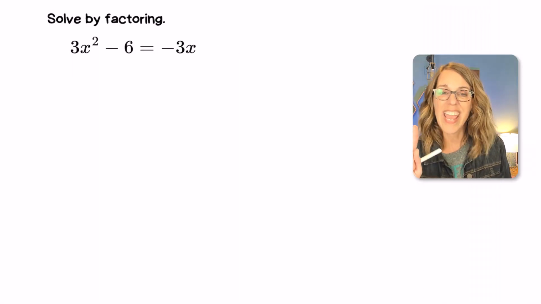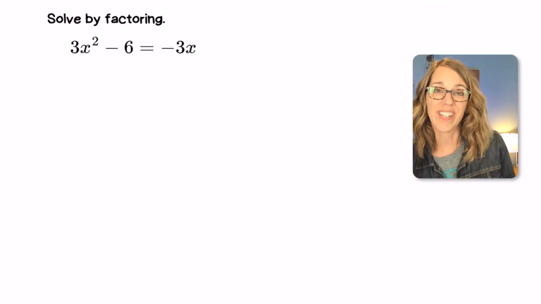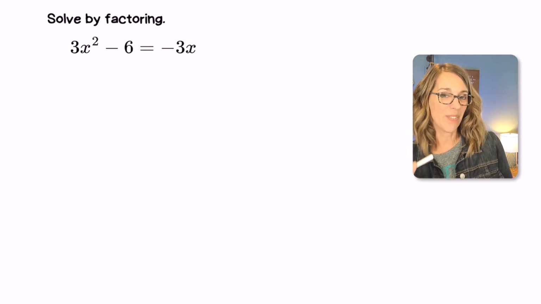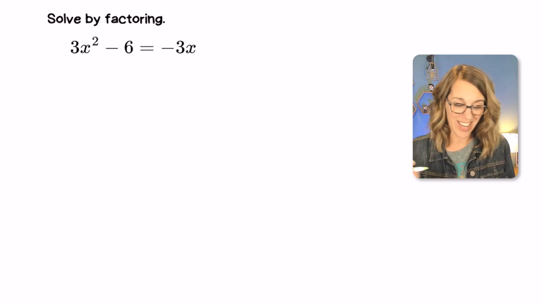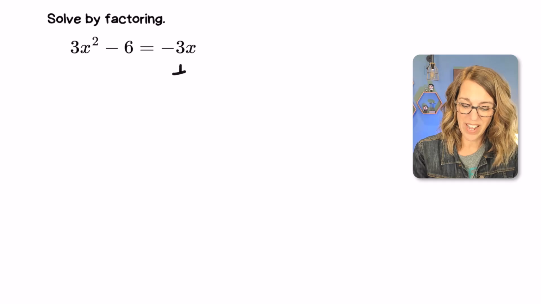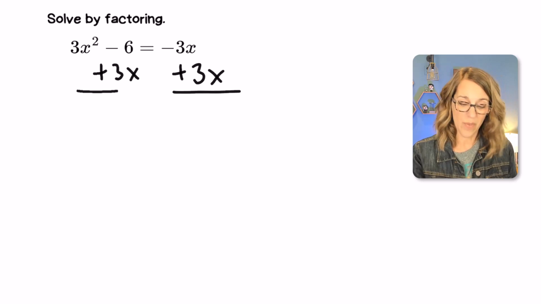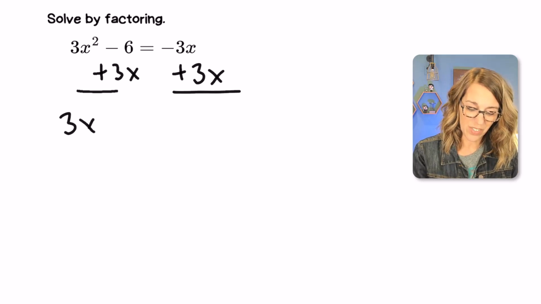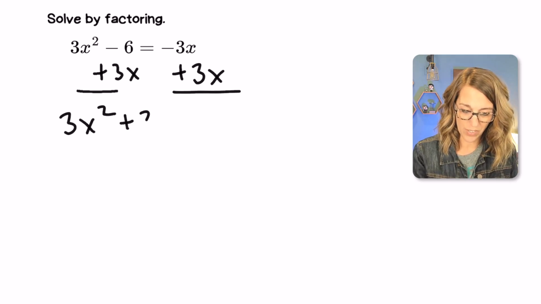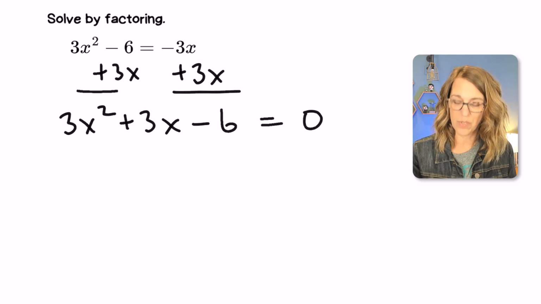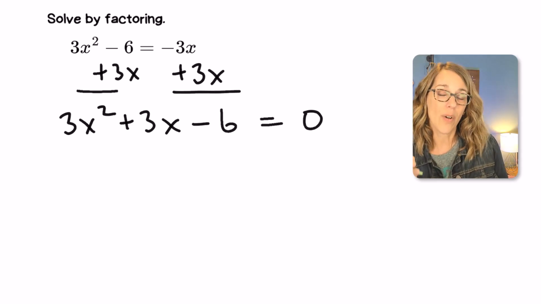Okay, take a look at this example. What do we need to do first? If you said move the negative 3x over to the other side, you are absolutely correct. I'm going to add the 3x. So that's going to give me the 0 that I want on one side. I get 3x squared. I'm going to write this in order, so the x term next, minus 6 is equal to 0. So I've got 0 on one side.